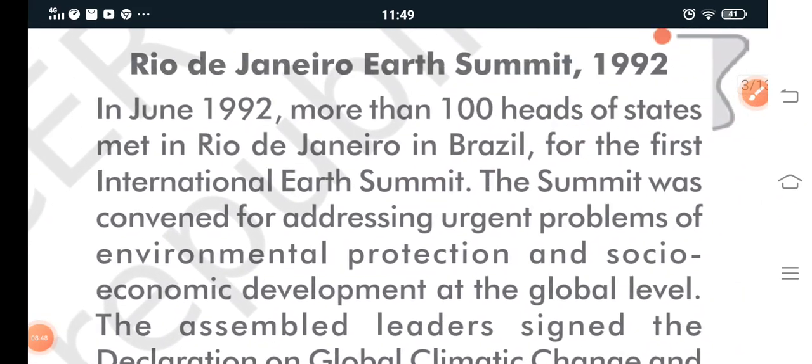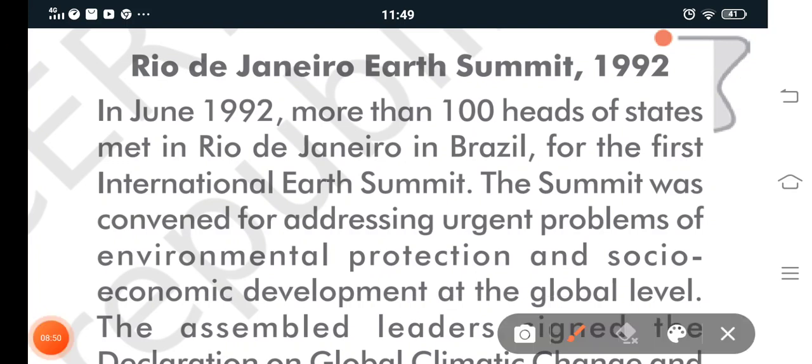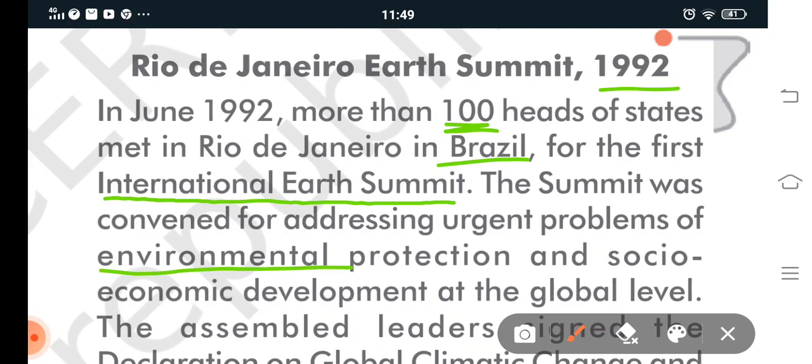Now let's see about the Rio de Janeiro summit of 1992, which took place in Brazil, where people of 100 countries came, and it was the first international earth summit. Okay, so why was the summit called? For addressing the problems of environmental protection and socio-economic development at the global level.